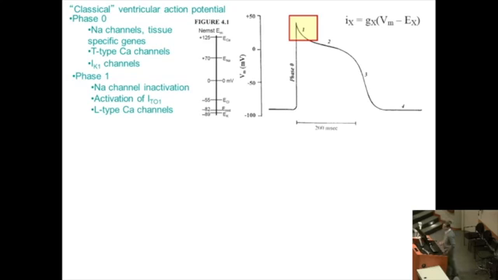L-type calcium channels activate during this phase. They have an activation gate and an inactivation gate, just like sodium channels. Both are slower than sodium channels. So they activate slower, and that activation becomes significant during phase one. And they inactivate slower, and that inactivation is very slow. It's constantly going on, but I would say it does not become significant until phase two, okay?